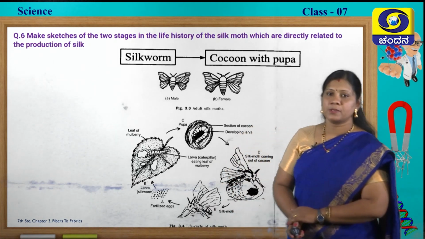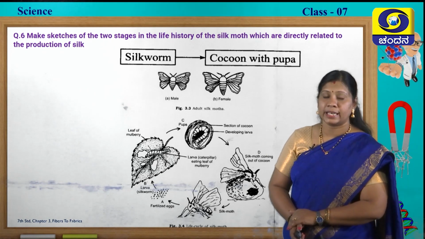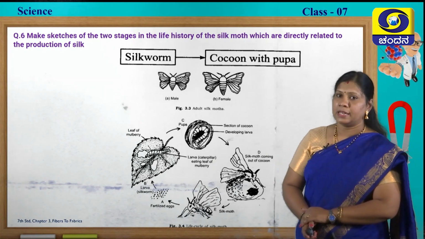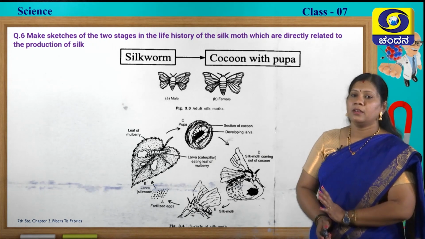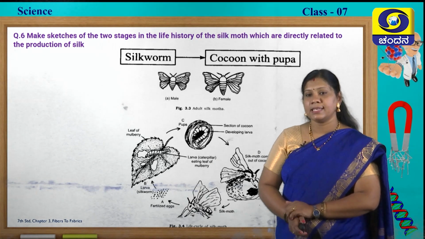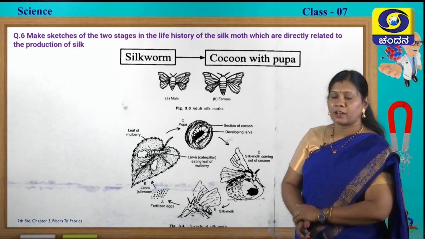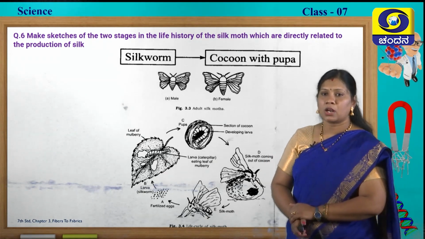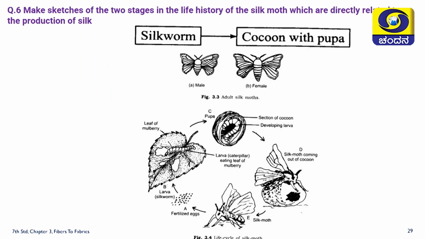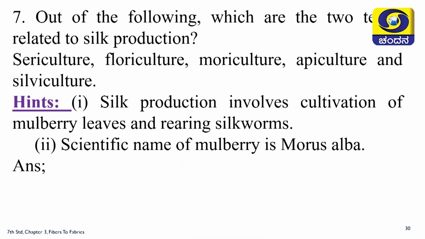Make a sketch of two stages in the life history of the silk moth which are directly related to the production of silk. This is a beautiful diagram where you can easily practice in your rough book, students: silkworm to cocoon with pupa. So the question exactly is, make a sketch of the two stages in the life history of the silk moth which are directly related to the production of silk. I think you can practice easily with the help of your sister or mother at home.